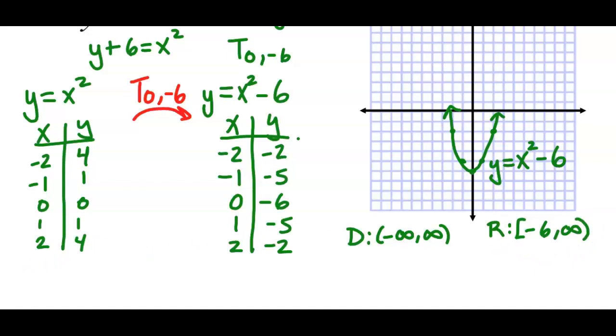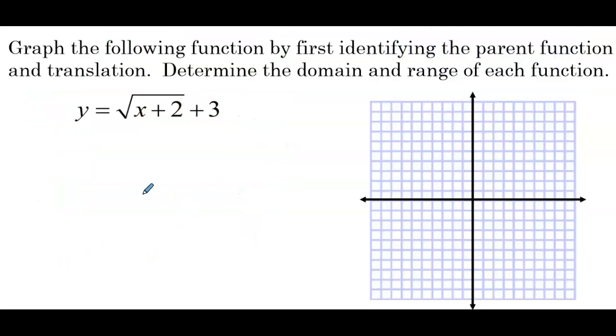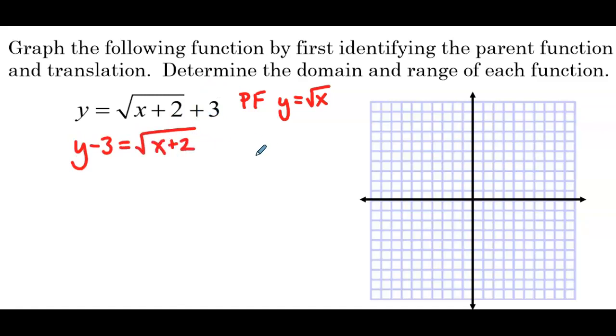Perfect. Moving on. y equals the square root of x plus 2, plus 3. So our parent function here is the square root function, y equals the square root of x. Let's first subtract 3 from both sides. So y minus 3 equals the square root of x plus 2. So our translation is, x plus 2, so we'll subtract 2 from each x value. And y minus 3 will add 3 to each y value.